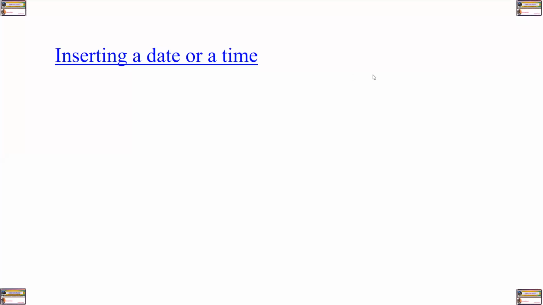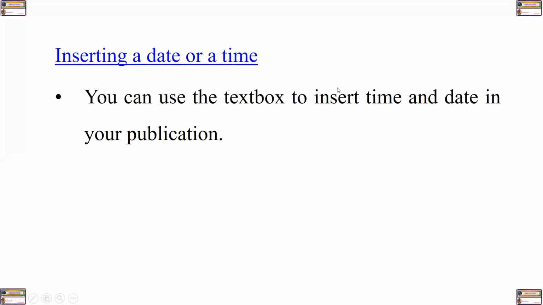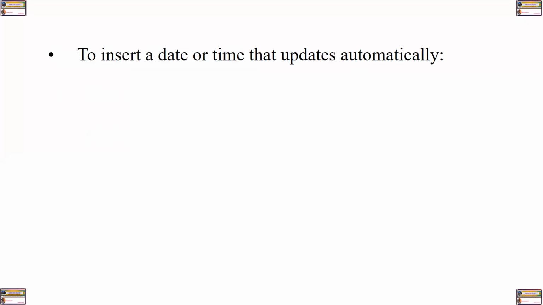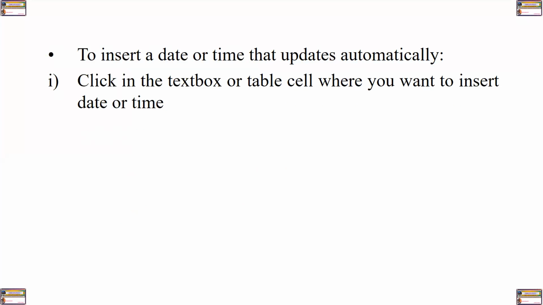Another important aspect of publication is having date or time. So how do you insert date and time in your publication? You can use the text box to insert time and date in your publication. You can also set the publisher to update the date or time anytime a publication is opened or printed. To insert a date or time that updates automatically, you click in the text box or table cell where you want to insert your date or time.